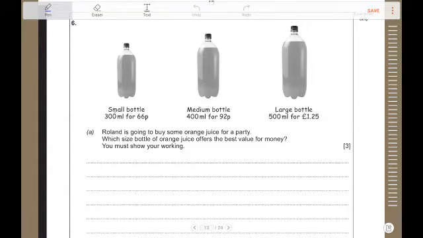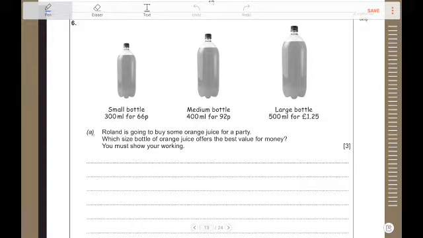Okay, this is a question from the GCSE Mathematics Numeracy, Intermediate Tier, Unit 1, so it's non-calculator, and it's a typical best buy or best value for money question. So let's have a look. We've got three bottles here: a small bottle, a medium bottle, and a large bottle of some sort of drink. 300 millilitres for 66 pence, 400 millilitres for 92 pence, and 500 millilitres for £1.25.